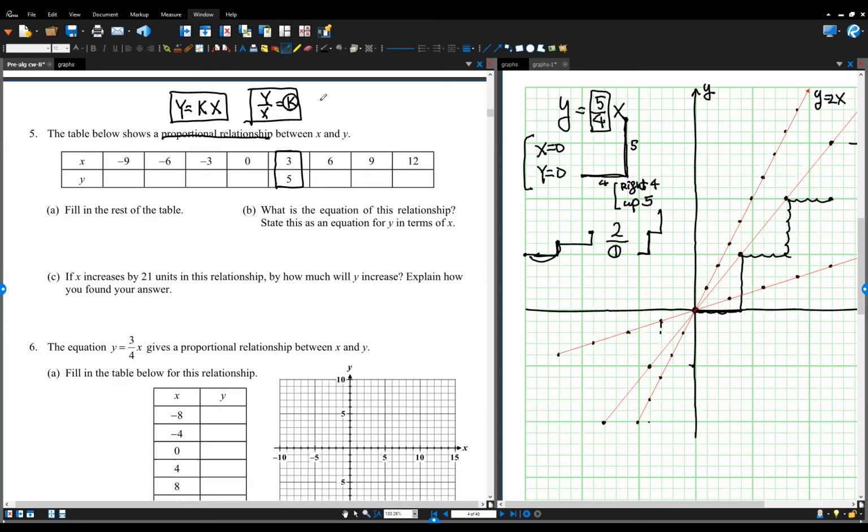So what is the value of K? K equals Y is 5, X is 3. That is the value of K. So how can you find the value of Y? Y equals 5 over 3 times the value of X. When you have the value of X, just times 5 over 3, you'll get the value of Y. Using this equation, fill out all the values of Y over here. Everybody try, okay?